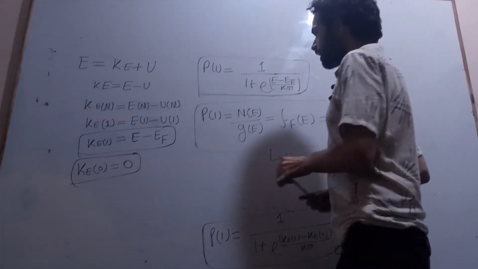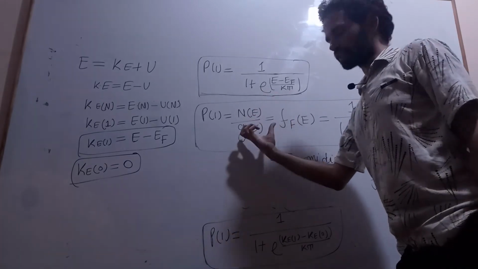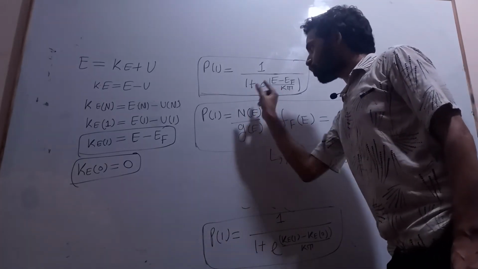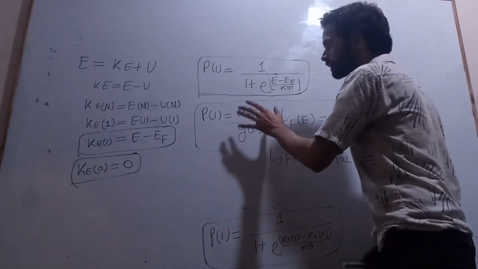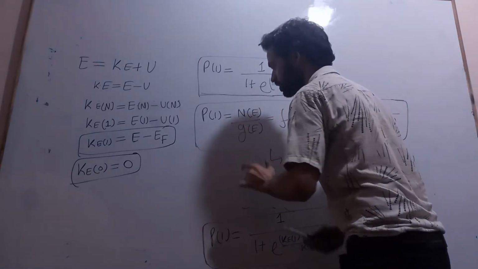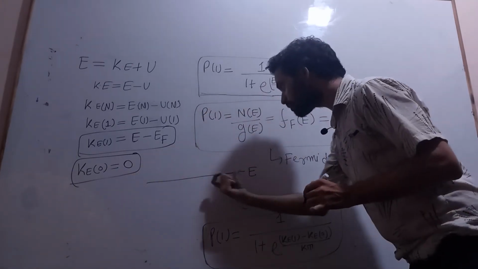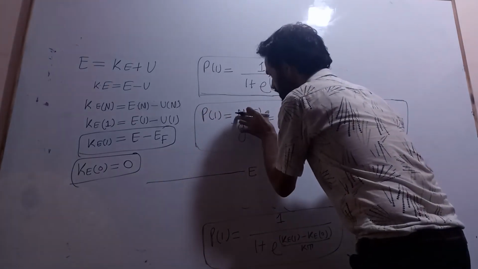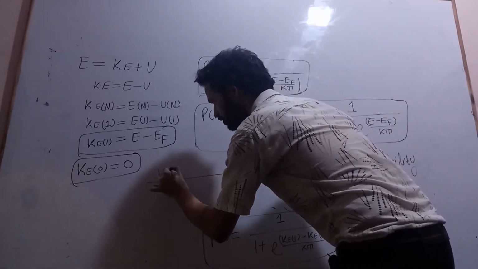So this n of E means the number of quantum states which are occupied by electrons, out of the total number of quantum states present in energy E. This is my energy, E level energy. So what does this n of E represent? The number of quantum states.